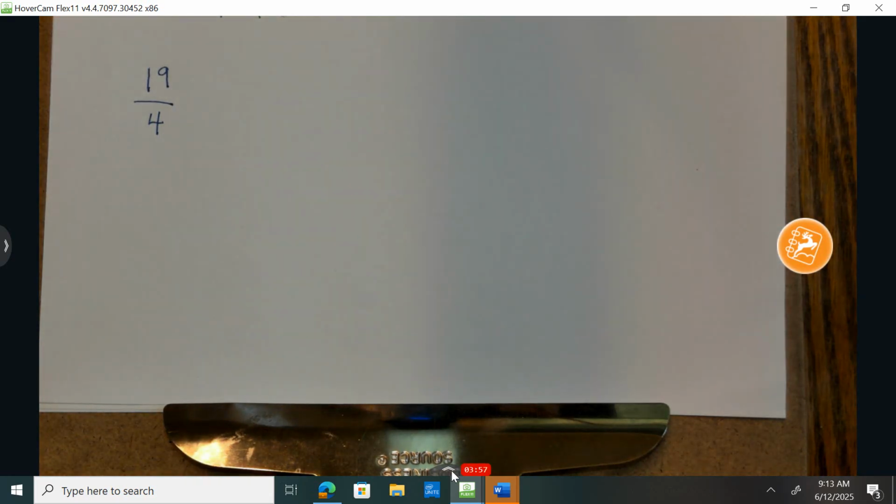So you're going to press pause on the video, rewrite as a mixed number, and then come back and press play to see if you did it right. Now, if you're struggling to remember how to rewrite it as a mixed number, then just follow along in the video.